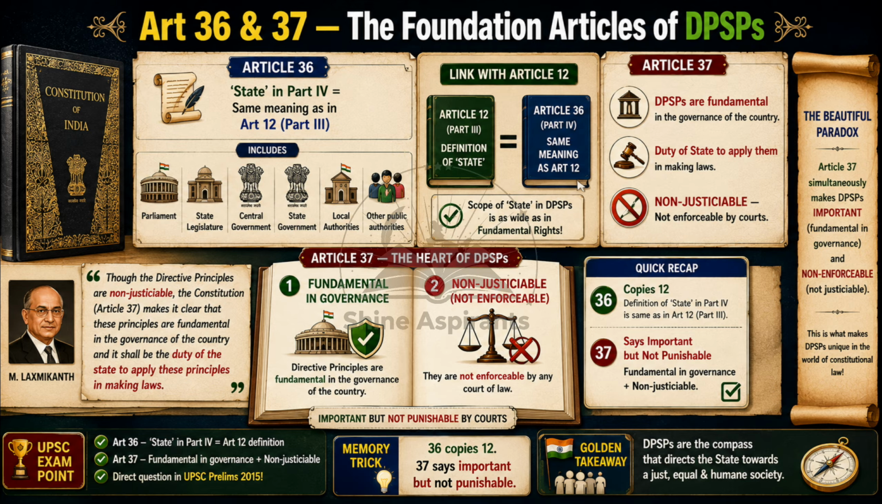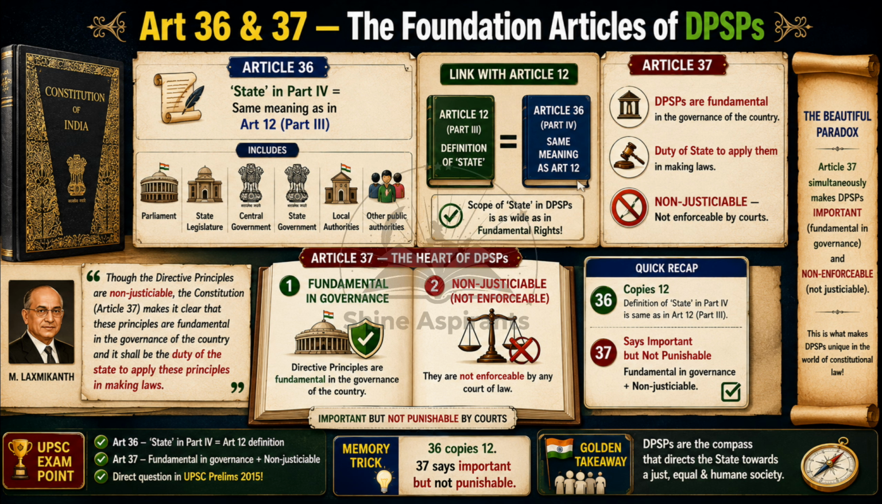Article 36 and 37. Before we close, let's understand the two foundation articles of Part 4. Article 36 simply defines what state means in Part 4. And it says, same meaning as in Article 12 in Part 3. So state in DPSP context includes Parliament, all state legislatures, central and state governments, all local authorities, the entire government machinery. Article 37 is the heart of DPSPs.